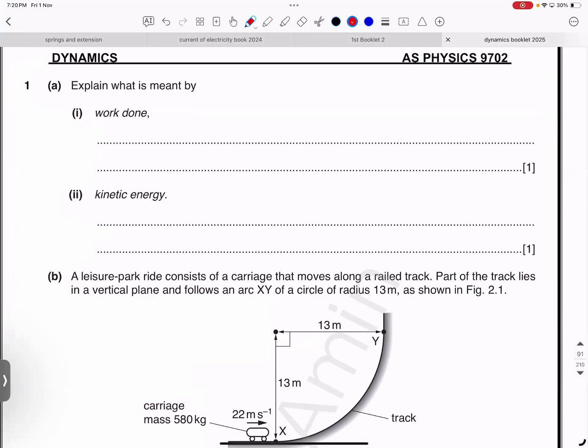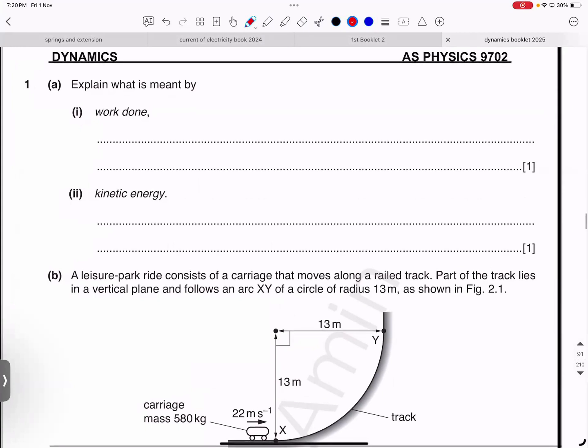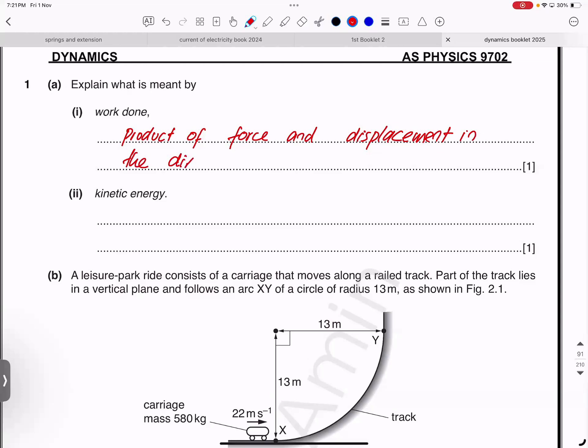We will study this later in another chapter, but I can just tell you the work done is a product of force and displacement in the direction of force. This is the only definition. There is no other definition. So please don't accept anything other than that, it is wrong. Product of force and displacement in the direction of force is called work done.